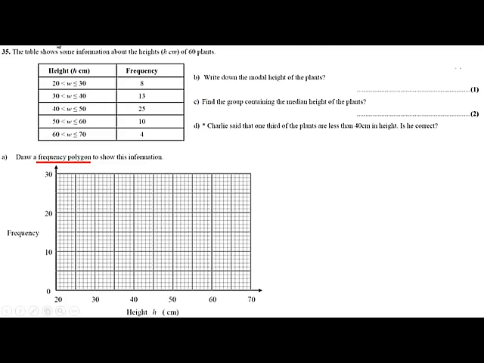Part A, we have a frequency table there. In part A, it says draw a frequency polygon. As soon as you see the phrase frequency polygon, you need to think about midpoints. You're plotting the midpoints, so think about where the midpoints are, and join them up with straight lines using a ruler and a pencil. Really, really important. This is something that a lot of people don't do.